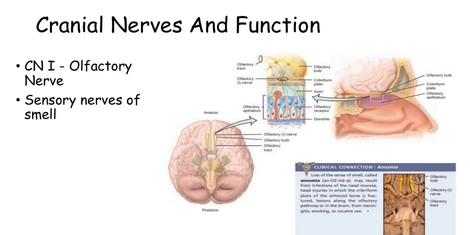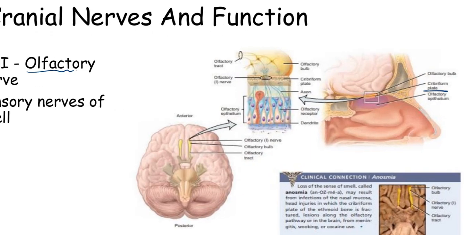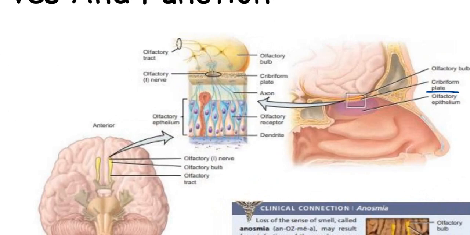Cranial nerve number 1, or the olfactory nerve. Olfaction, the sense of smell. These are sensory nerves of smell, of course. These ones are going to extend into an area known as the cribriform plate. I don't know if this is quite visible, let me try to zoom in. That's just on the roof of the nasal cavity.